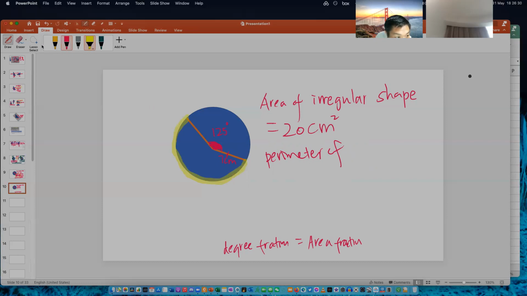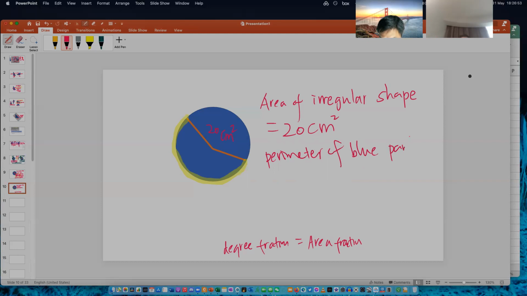Okay. So they never give you this. They just give you that this is 20 cm. The question asks, what is the diameter of the blue part?